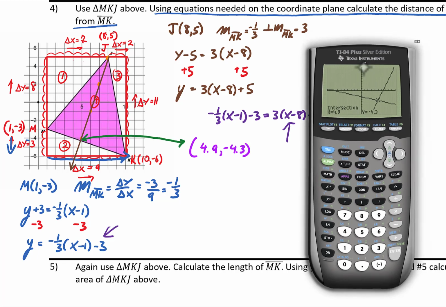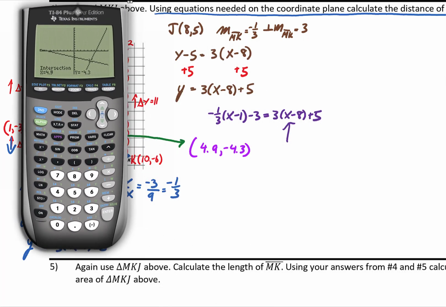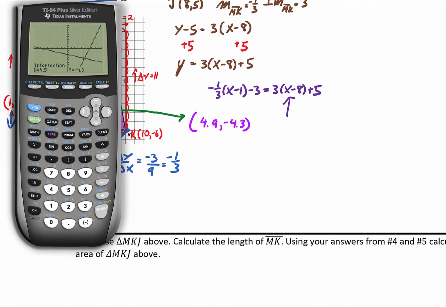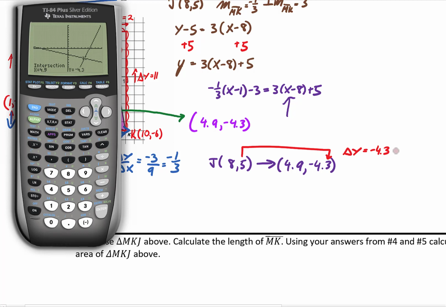So, to find the distance from J to the line MK, I have to find the difference, the change in x and the change in y, to use the distance formula. So J is at 8, comma 5. And I want to find the difference, the change in y and the change in x. So to do that, from here to here, right, my change in y is equal to negative 4.3 minus 5, which is negative 9.3.